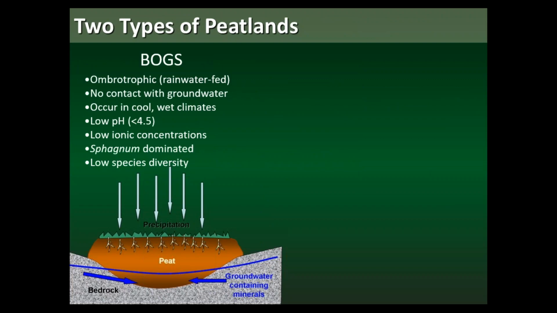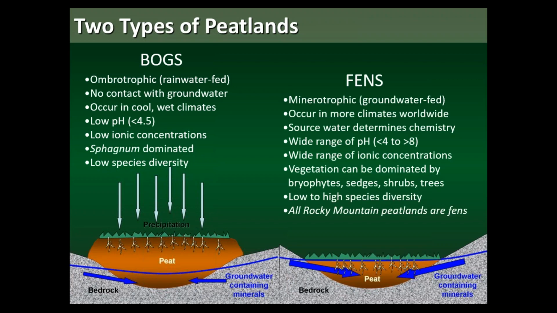There are 2 types of peatlands globally, bogs and fens. Bogs are ombotrophic or rainwater-fed peatlands, where the actual growing peat body has no contact with groundwater and is only fed by precipitation. These generally occur in cool, wet climates where summers are wet and cool, so precipitation can maintain that saturation. Bogs generally have low pH, less than 4.5, and low ionic concentrations. They're often sphagnum-dominated and have low species diversity.